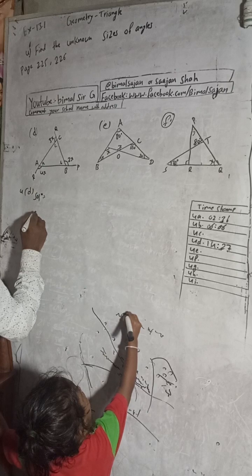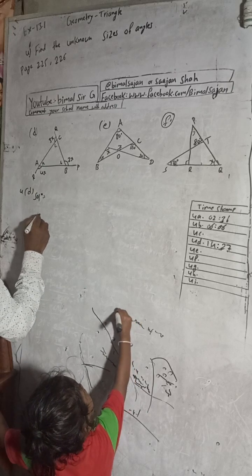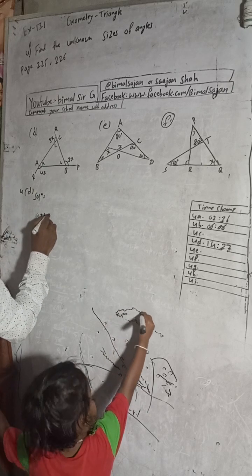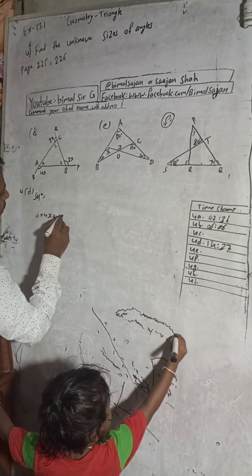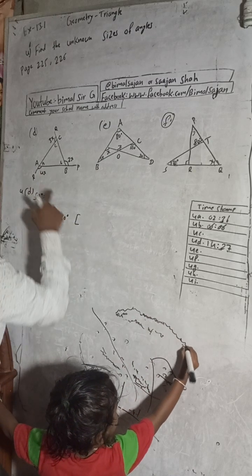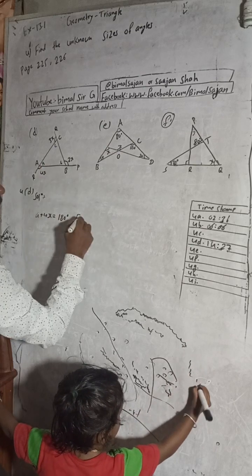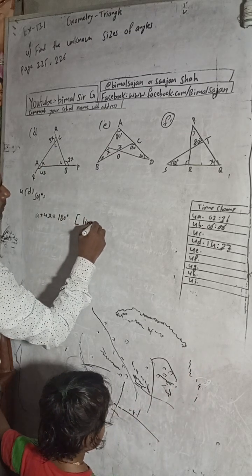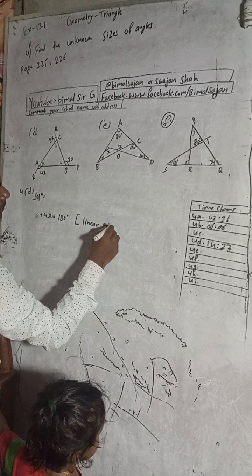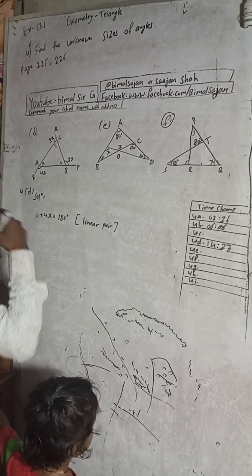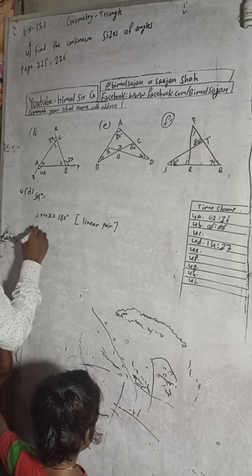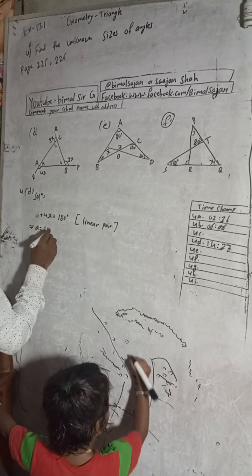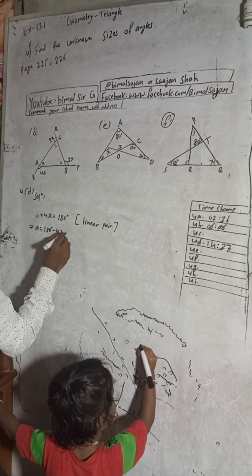Now, here we can write A plus 4x is equal to 180 degrees. The reason is linear pair, straight line. So A is equal to 180 degrees minus 4x. This is our equation 1.